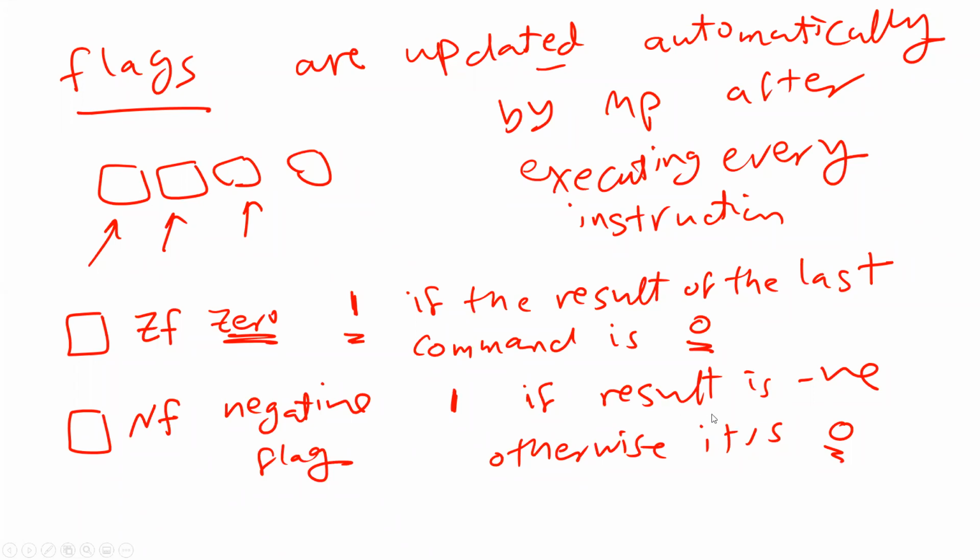Same thing here. Look at the result. If the result is negative, that means, as I said before, the most significant bit is one, so this flag is one. I can tell you a trick here: you can just copy the most significant bit here. So this flag should equal the most significant bit. That's true, because if the most significant bit is one, it is negative, and this flag has to be one. So this is very easy.